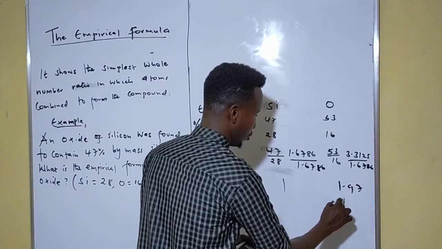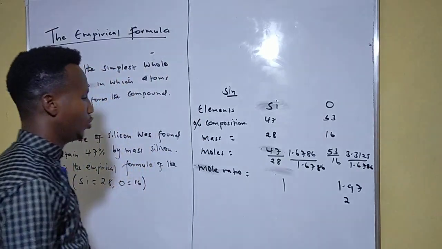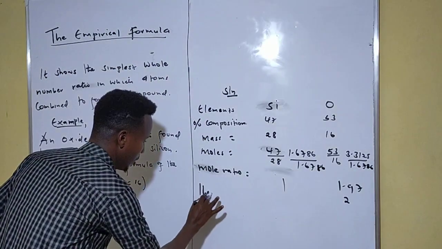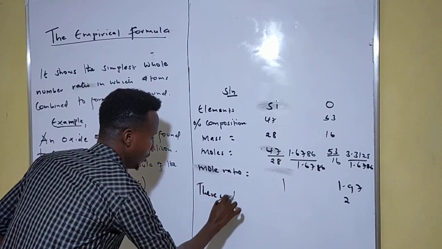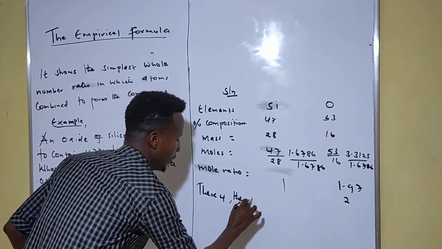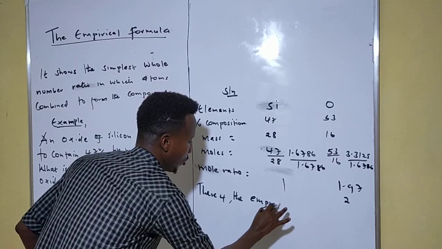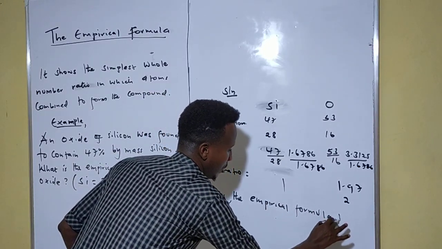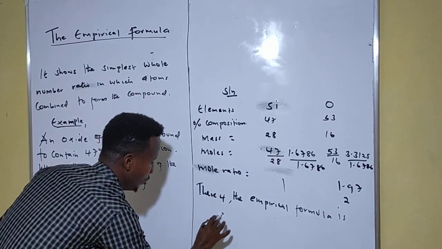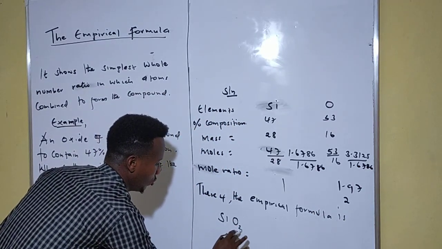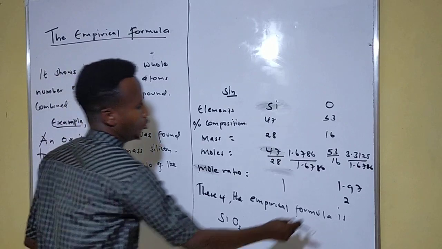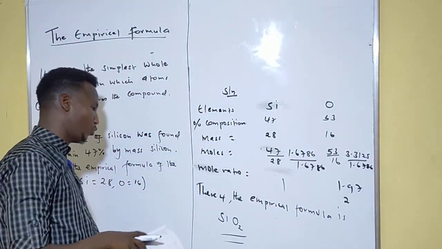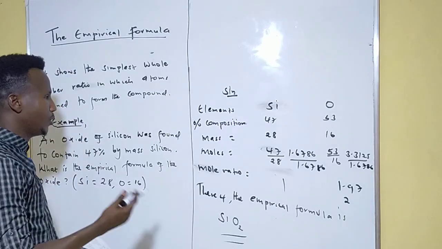1.97. So this will give us roughly 2. So this is what you're going to write, remember? Therefore, we are going to say, therefore, the empirical formula is SiO2, because when you round off, that will be the final answer. So this is how you're going to calculate.